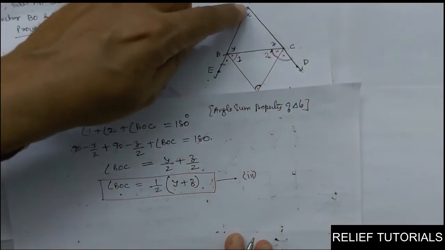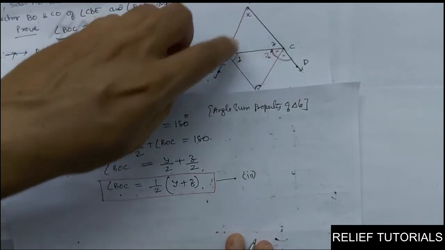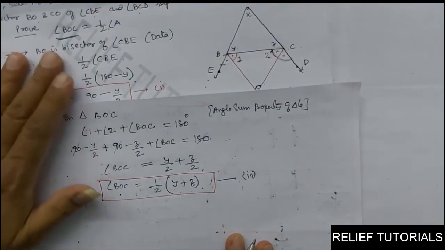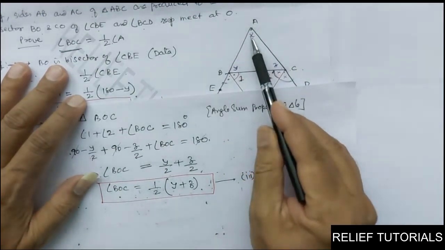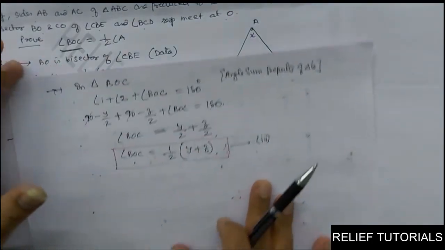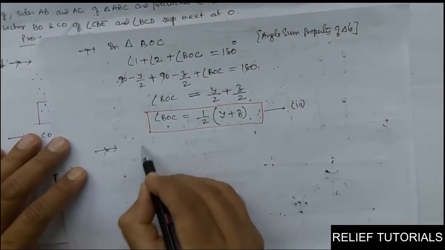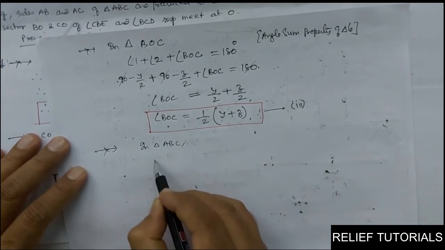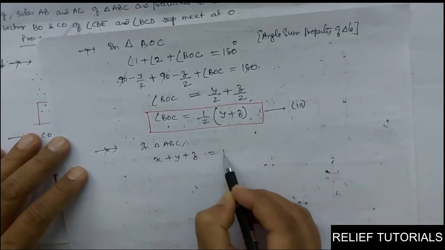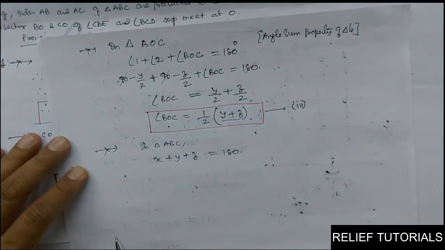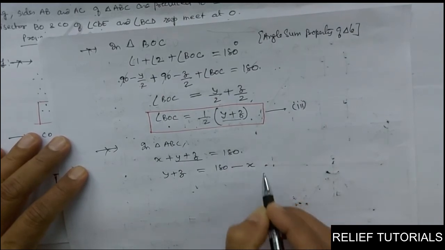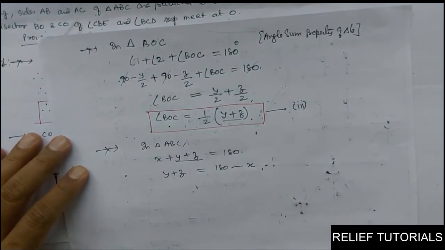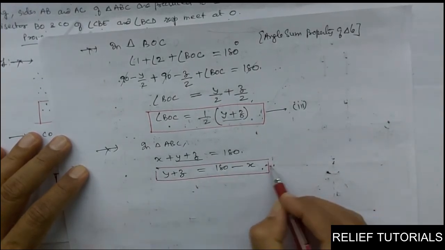Now, look at this triangle. In triangle ABC, I can say x plus y plus z is equal to 180. The sum of 3 angles of a triangle is equal to 180 degrees. Are you clear, friends? Look at the diagram. So, I will write here, second phase, in triangle ABC, x plus y plus z is equal to 180. We have y plus z, so I will find y plus z. So, y plus z is equal to 180 minus x. So, we got the value of y plus z here. This is 4.